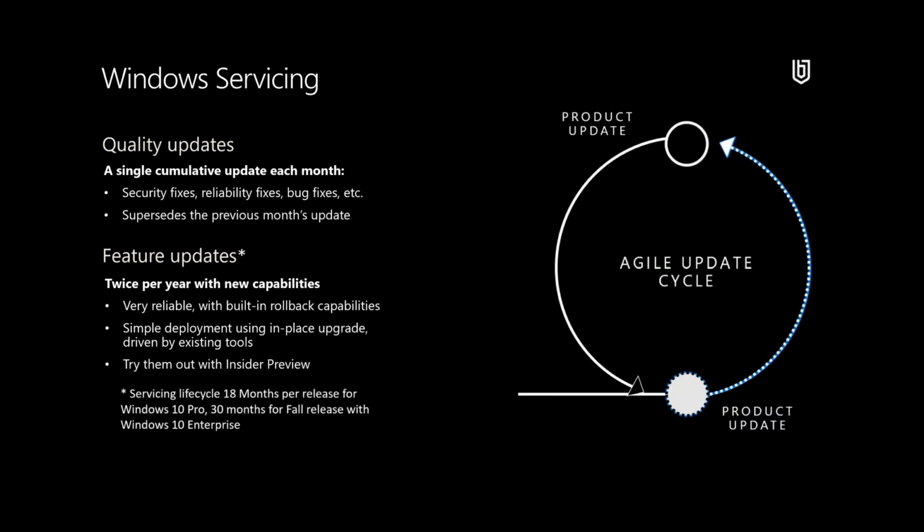The one thing I also wanted to point out on this, I don't know what any of you have, obviously, but there's a key point here, which is the servicing life cycle. If you're using Windows Professional in your environment today, each of those feature updates twice a year gets 18 months of servicing. If you happen to be an enterprise customer, the full release gets 30 months of servicing.